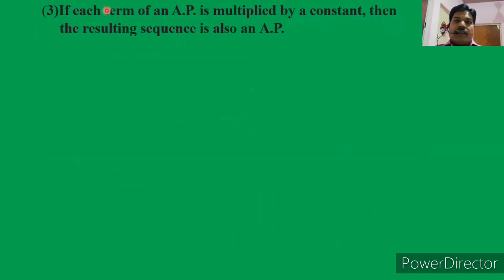What they are saying is, if each term of an AP is multiplied by a constant, then the resulting sequence is also an AP. So we will check this condition also by taking the same example. I will take 1, 3, 5, 7, which are in AP. Just multiply by a constant. I will multiply with 2. Then what will we get?